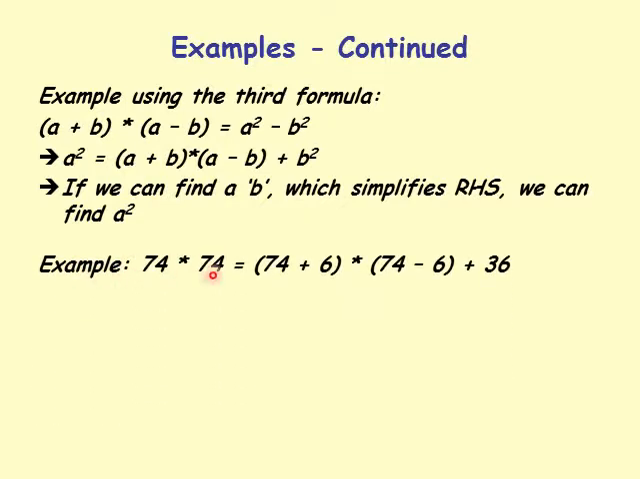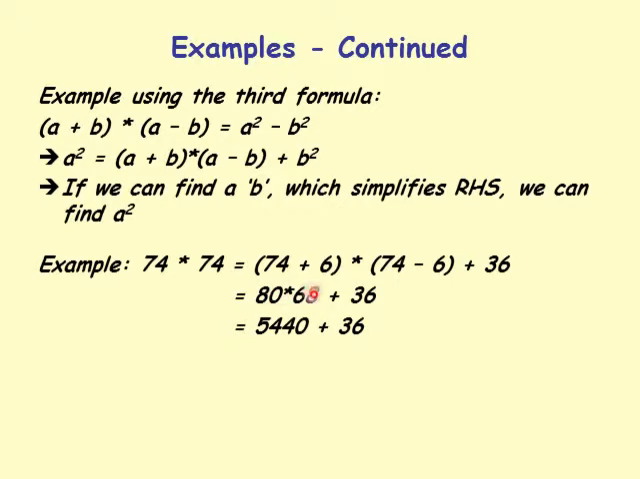Example: 74 times 74. So we can do 74 plus 6, which is 80. I can multiply a number by 80 easily. Then I have to do a minus b here: 74 minus 6, plus 36. So I found a b of 6, and this is my b squared, this is my a plus b, and this is a minus b. This is what I'm trying to solve here, which is equal to 80 times 68 plus 36. So let's try to multiply these now.